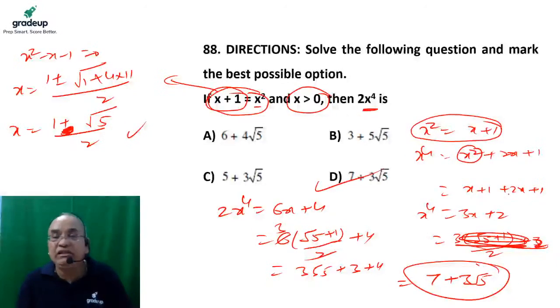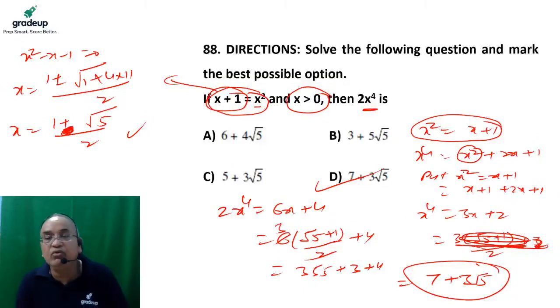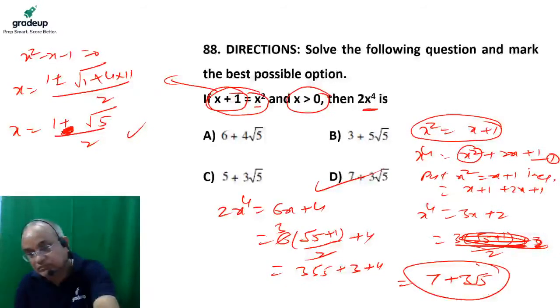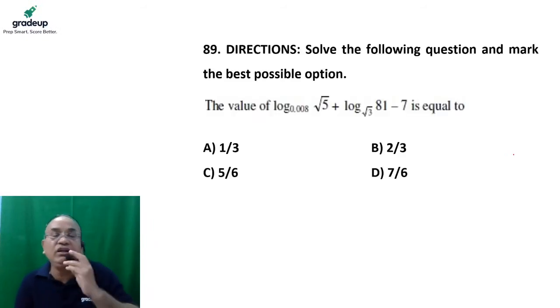Easily, here I am writing, put x square is equal to x plus 1. Put x plus 1 in place of x square in equation 1. I am taking it in equation 1. Very easy question to solve. Move to the next question.